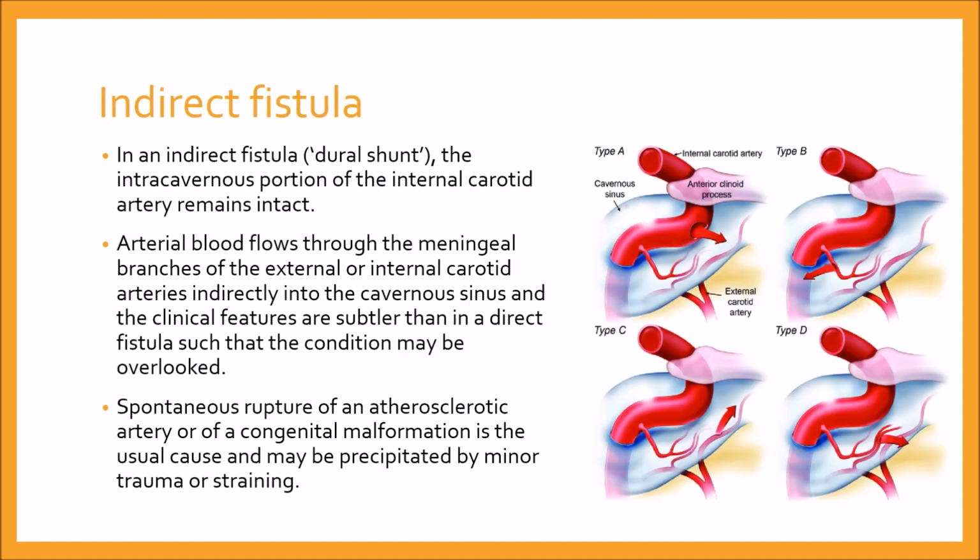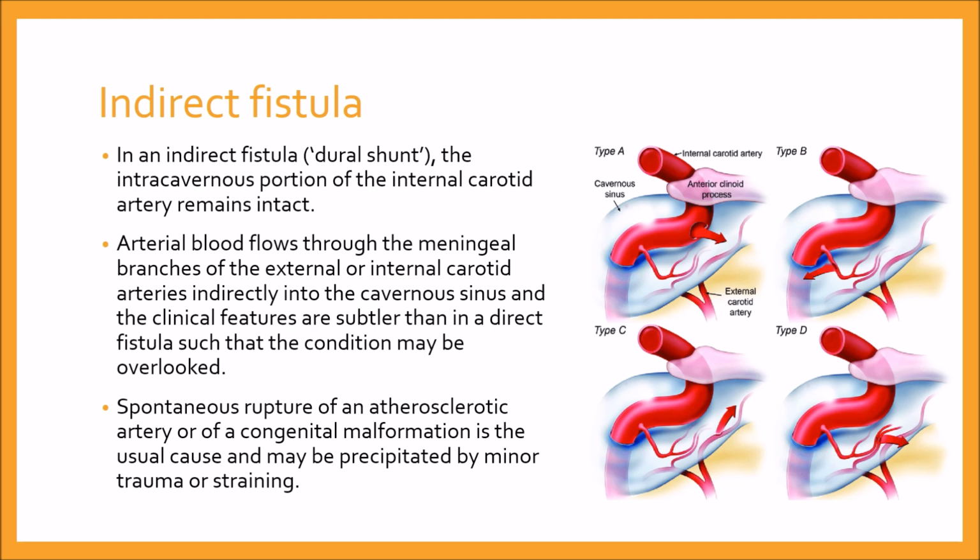Now, about the indirect fistula, as we have already mentioned, Barrow's classification types B, C, and D are the types of the indirect fistula. Type B is where meningeal branches of the carotid artery are communicating with the cavernous sinus, while type C is where the meningeal branches of the external carotid artery are communicating with the cavernous sinus, as you can see in the picture. Type D is where both internal and external carotid artery and their meningeal or dural branches are connecting with the cavernous sinus.